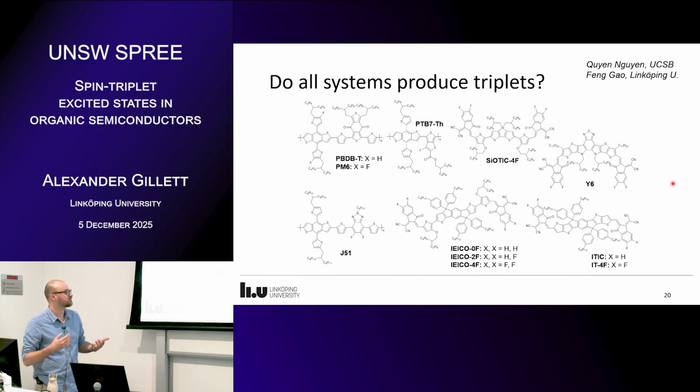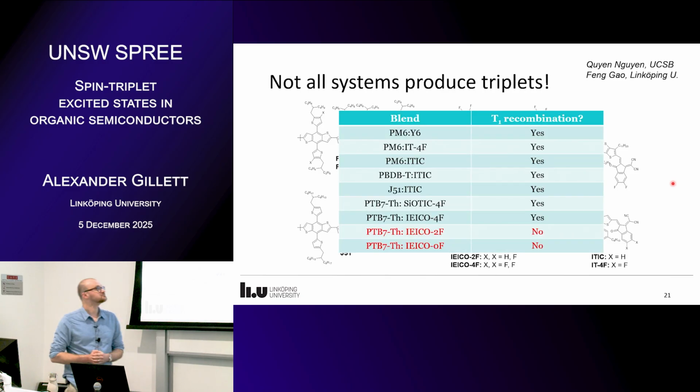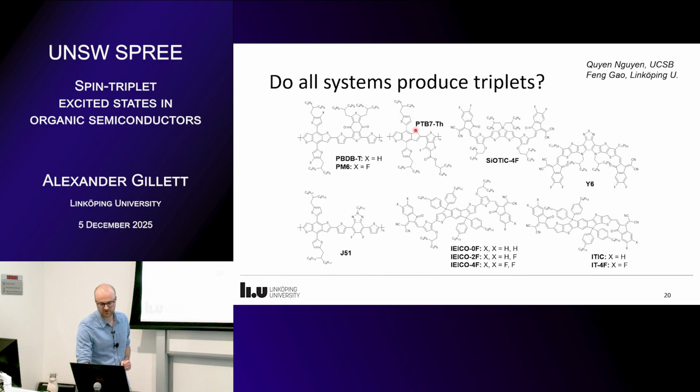For devices at the time, they worked fairly well. And we did the same measurements. Can we see triplets forming from transient absorption? So what we found is most of them did indeed show similar things to that PM6:Y6 combination I showed you before. But a couple of them, this PTB7 polymer with this IEICO acceptor. So it's going to be this polymer with some of these acceptors. We did the fluorine series, we just couldn't see triplets forming.